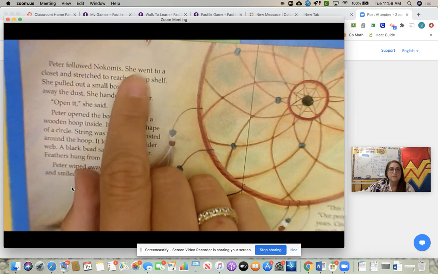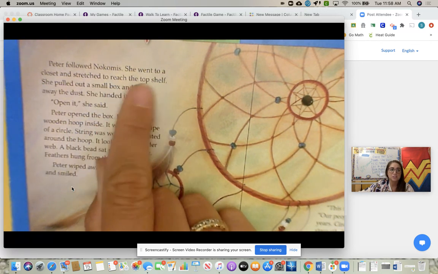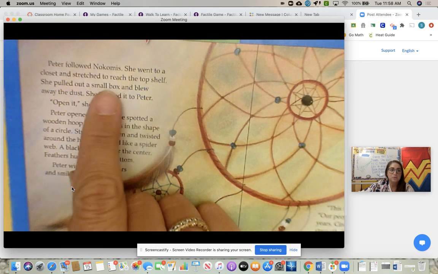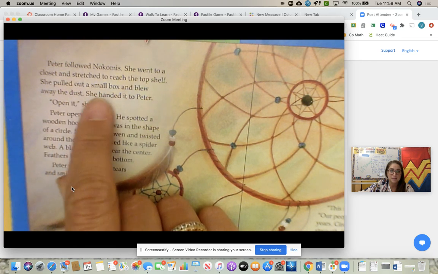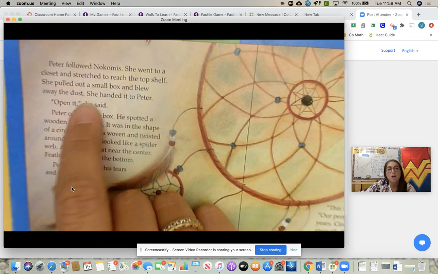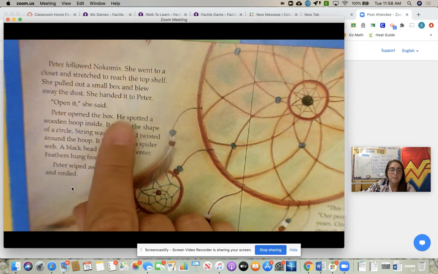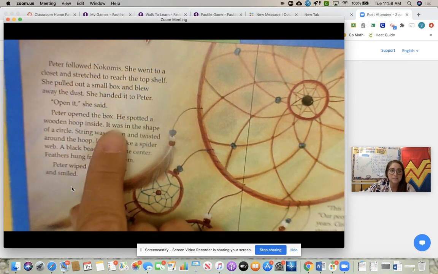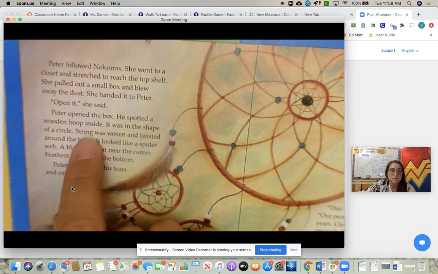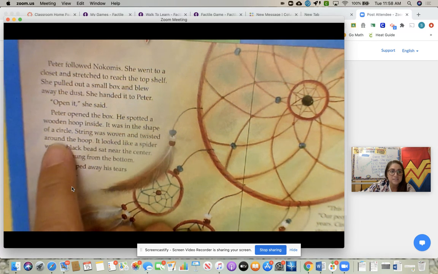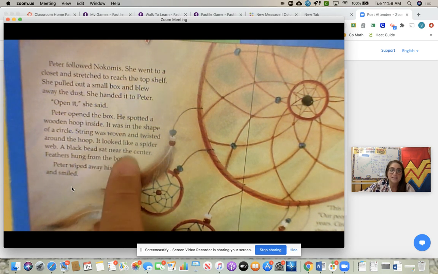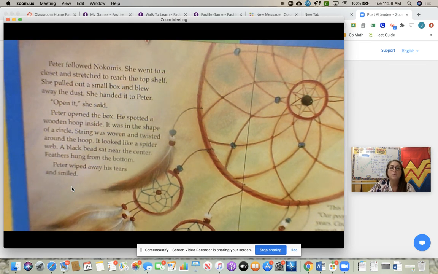Peter followed Nokomis. She went to a closet and stretched to reach the top shelf. She pulled out a small box and blew away the dust. She handed it to Peter. "Open it," she said. Peter opened the box. He spotted a wooden hoop inside. It was in the shape of a circle. String was woven and twisted around the loop. It looked like a spider web. A black bead sat near the center. Feathers hung from the bottom. Peter wiped away his tears and smiled.